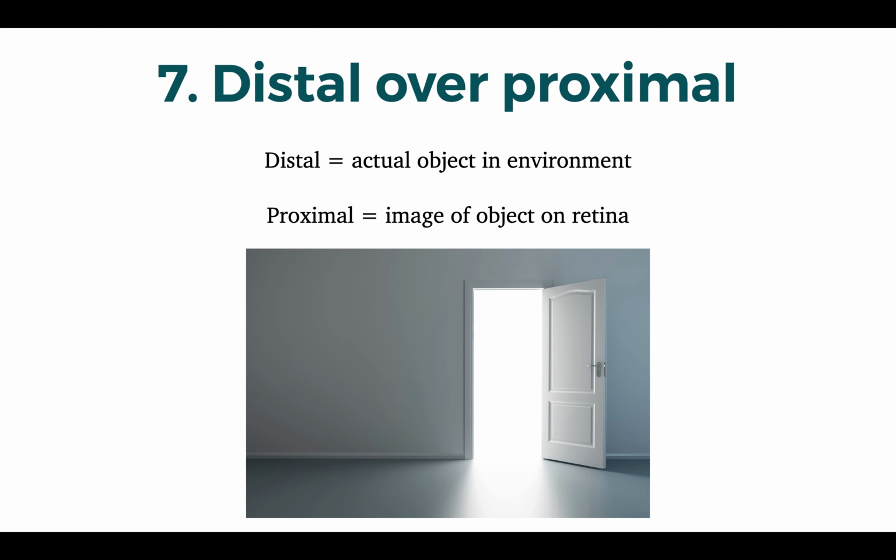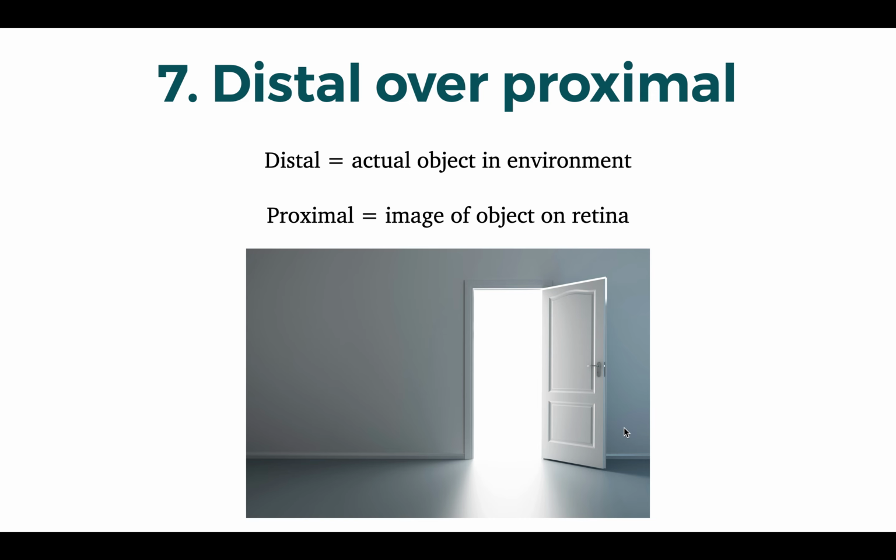So distal means the actual object in the environment, or the collection of stimuli in the environment. For example, in this picture of a door, or when you see a door in real life, the actual object in the environment is a rectangle. So the top and the bottom are parallel, the two sides are parallel, and the top and bottom are shorter than the two sides. That's usually what a door looks like, right?